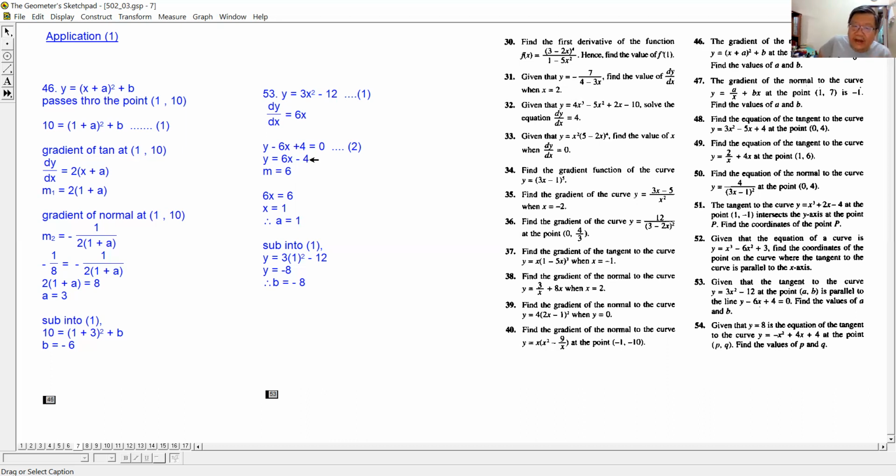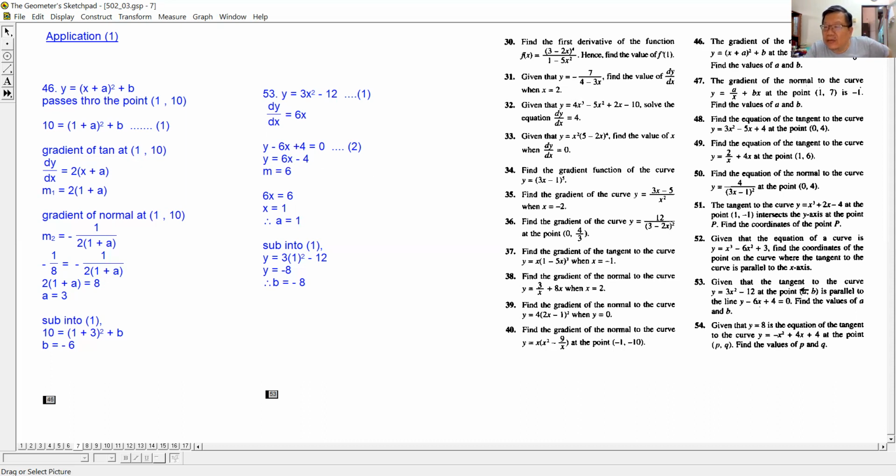So the given line, I change to y equals mx plus c. The reason is I want to get the m. So I want to get the m here. The m is 6. That means the gradient of this line is 6.